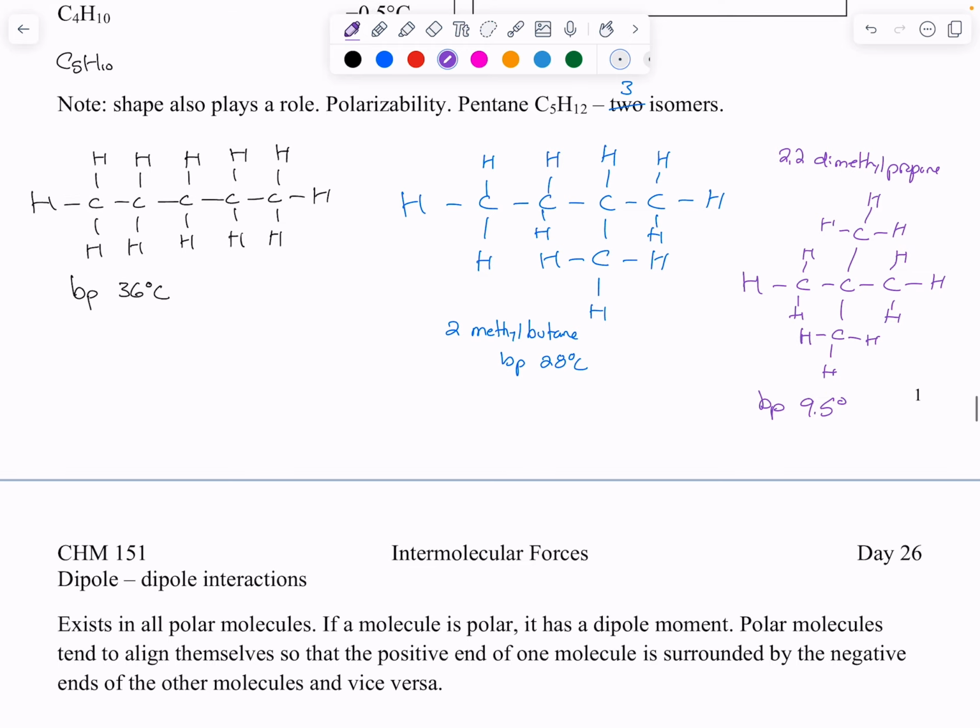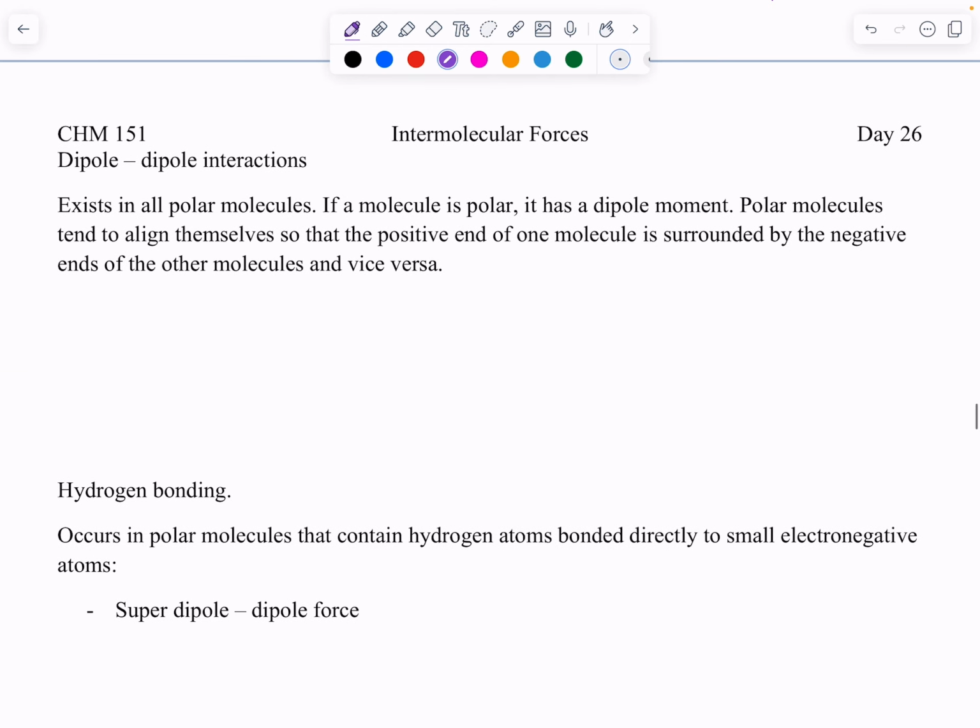All right, the next interaction is dipole-dipole, polar molecules. The molecule is polar, it has a dipole moment, and they tend to align themselves. What do I mean by that? Like just H to Cl, H to Cl, H to Cl, H to Cl, right? And then what's going to happen is something very simple, like just like this. Now, it's not perfectly arranged like this one's arranged, okay? They don't always do this.